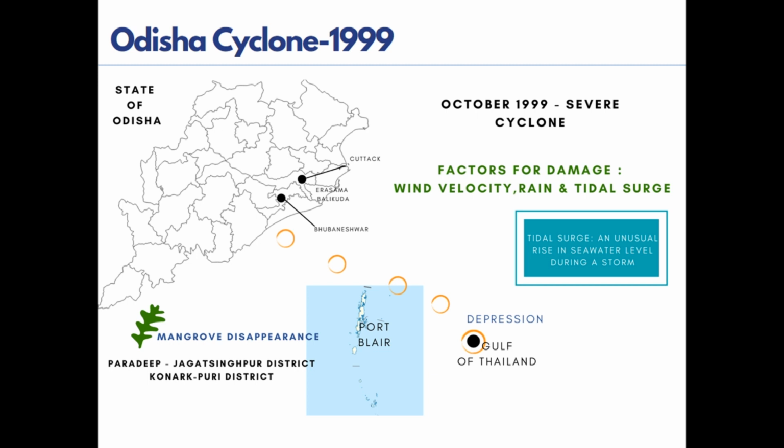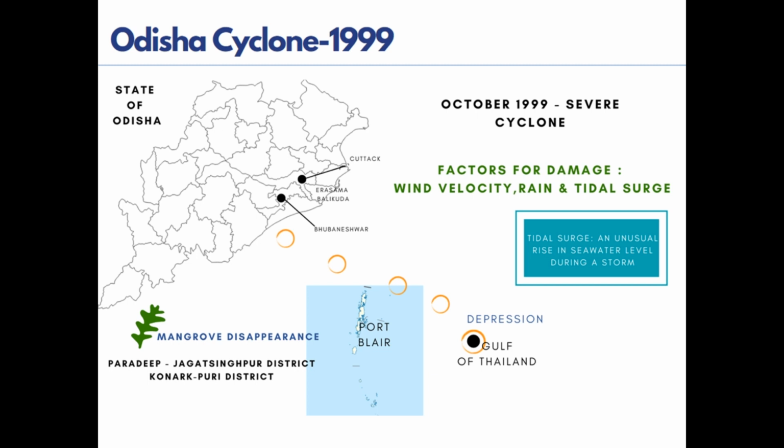Wind blew at a speed of 260 km per hour. Its high velocity uprooted many trees and also damaged many kacha houses. A kacha house is a simple house. It is made up of materials like mud, clay, dry leaves, etc. Due to heavy rainfall, there was flooding on many rivers in Odisha.